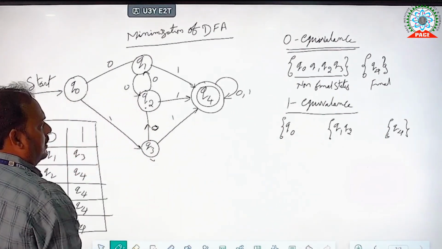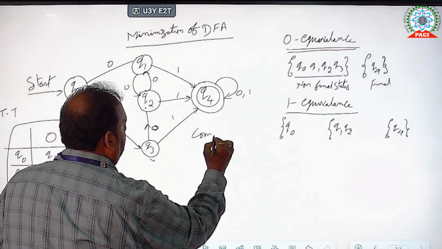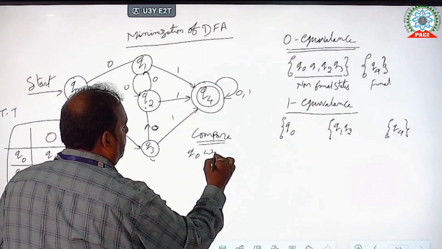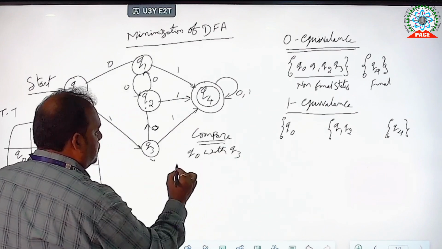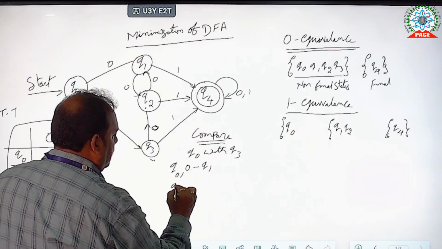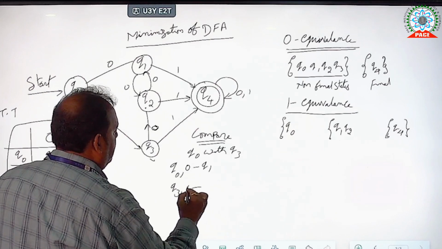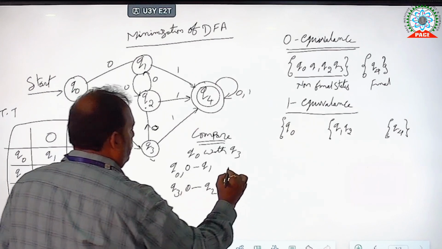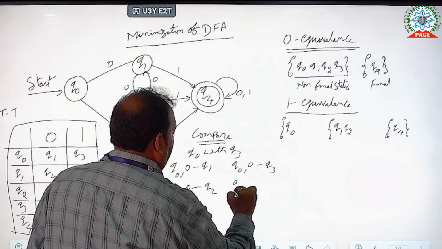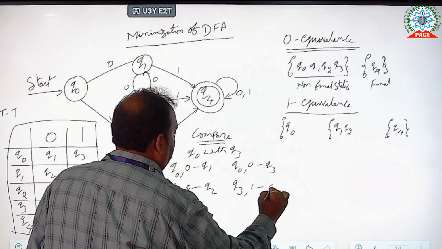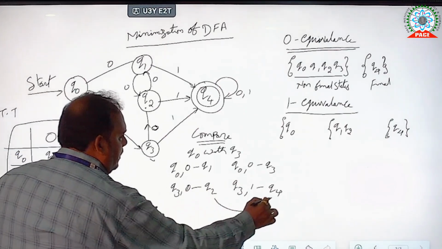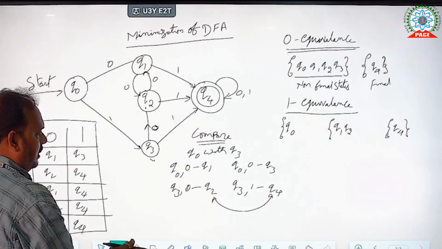Again we have to compare Q naught with Q3. Q naught with 0 transition reaches Q1, and Q3 with 0 transition reaches Q2. Q naught with 1 transition reaches Q3, and Q3 with 1 transition reaches Q4. So here they reach different states. There is nothing in common at all, no equality. That's why you have to write Q3 separately.